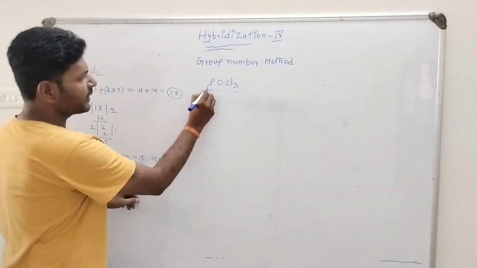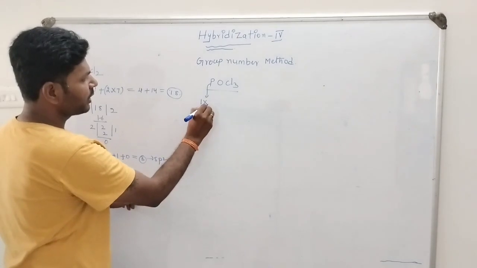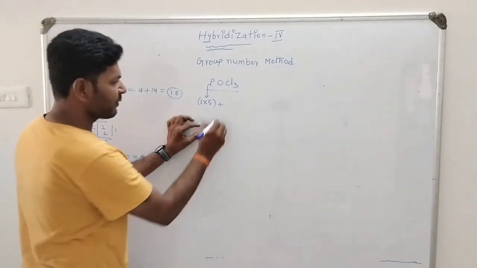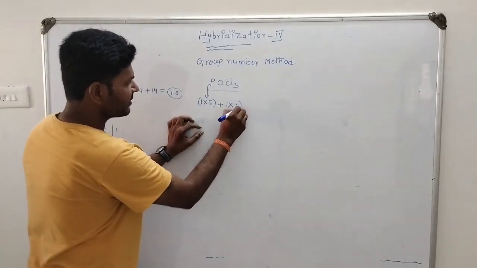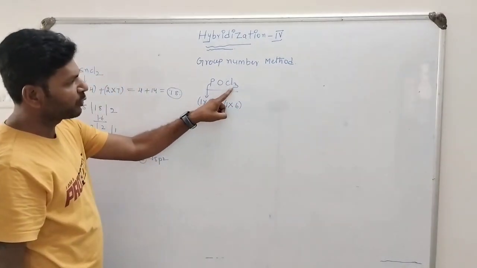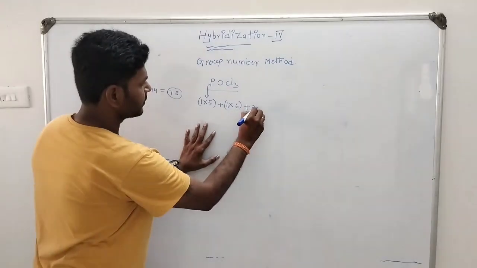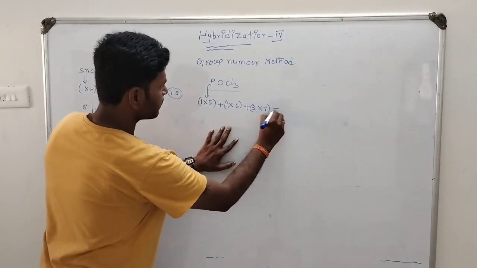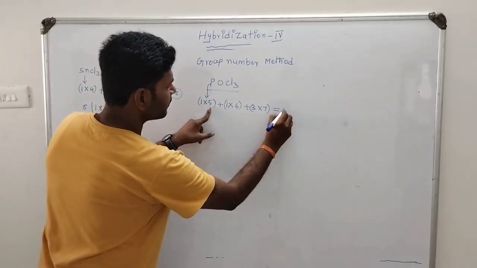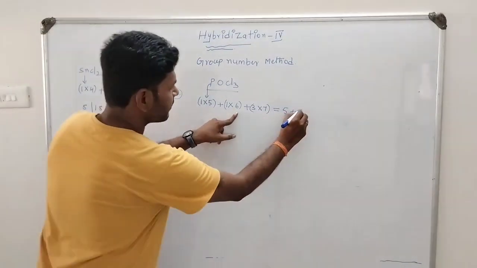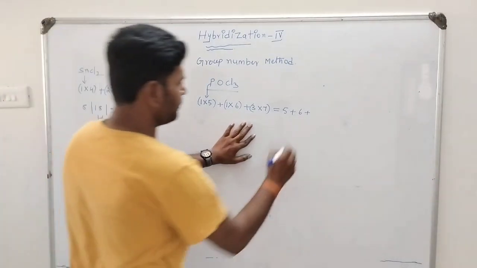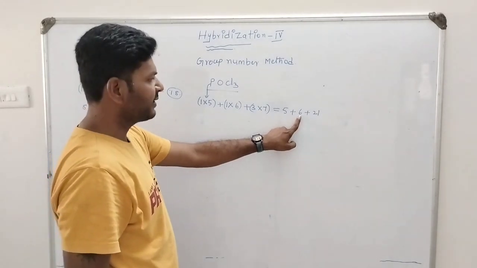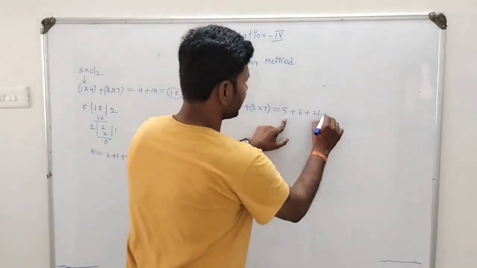Next, POCl3. Phosphorus: total number 1 into group number 5, plus total number of oxygen atoms 1, group number of oxygen 6, total number of chlorines 3 into chlorine group number 7. So 5 into 5, 1 into 6, 3 into 7: 21 plus 5, 26, 27, 27 plus 5, 32.